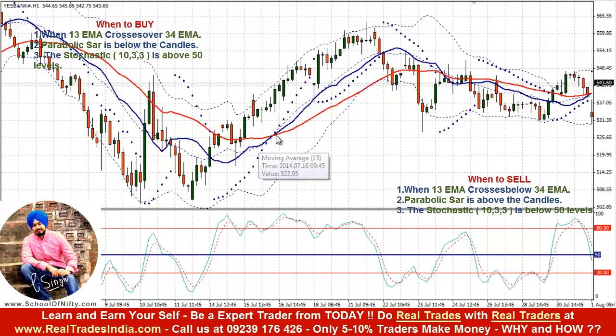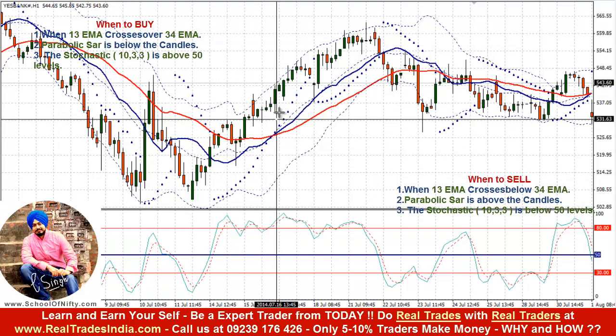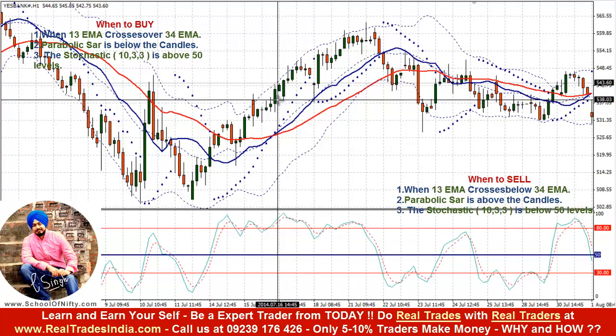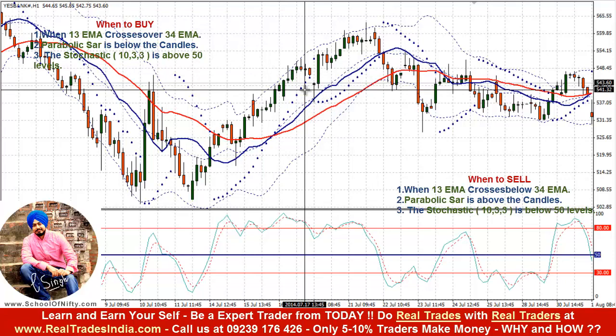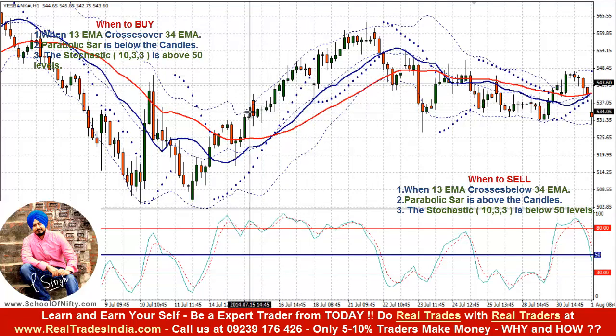See, you look over here, the 13 EMA has crossed over the 34 EMA. The parabolic SAR is below the candles, plus the stochastic is above the 50 region. So I buy over here, and you can see what happens after that. Sorry guys, the buy region was around 438 and it went up to 447, around 8.9 points gain intraday, which is very, very smart.